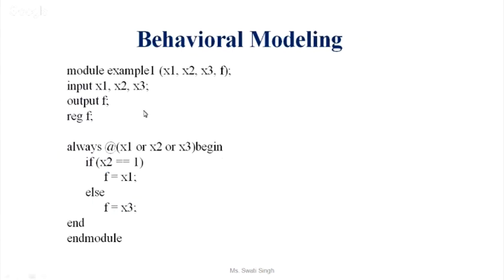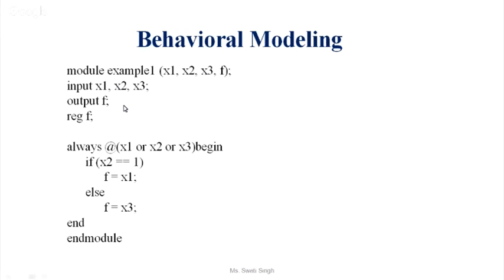In behavior modeling, as you see in C programming, in most programs we use if and else statements, and case structures. So in behavior modeling, we can do all these. Let's take an example: module example 1, x1, x2, x3. Here x1, x2, x3 are the inputs and f is the output.